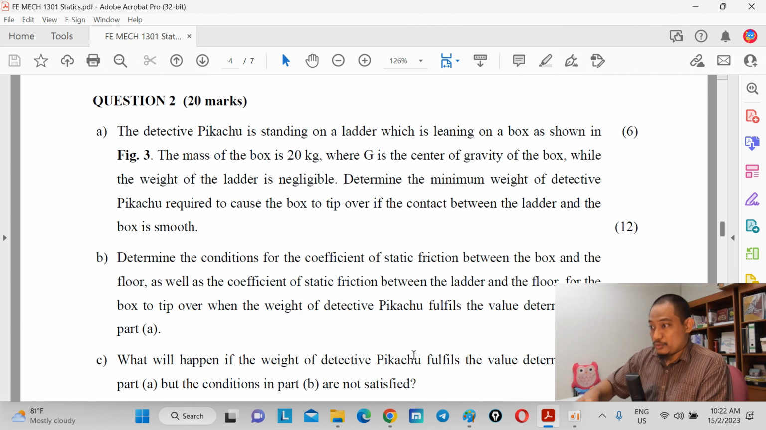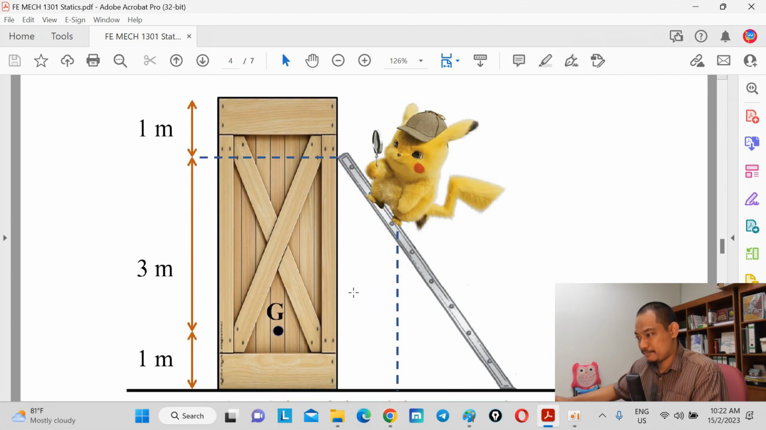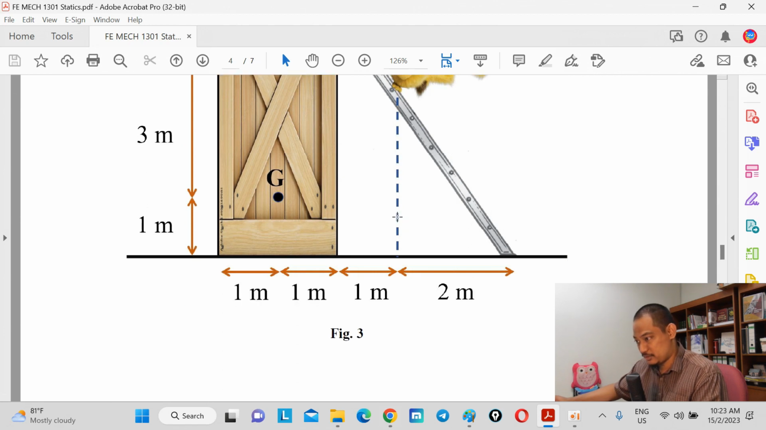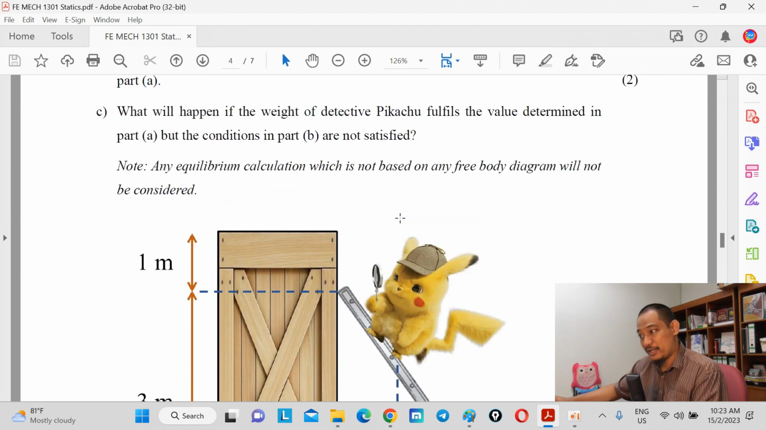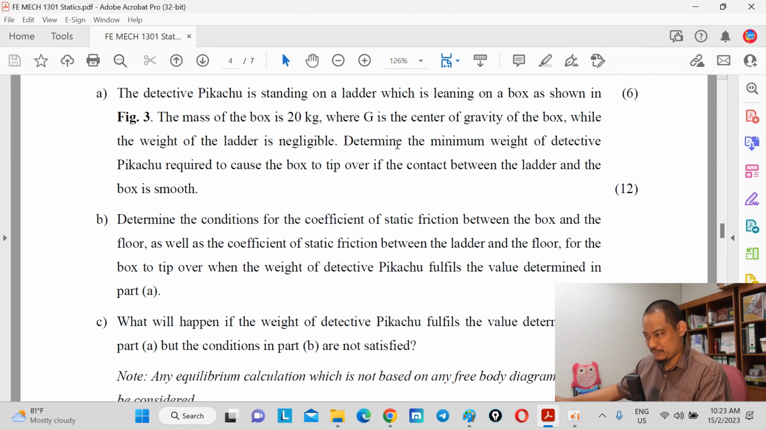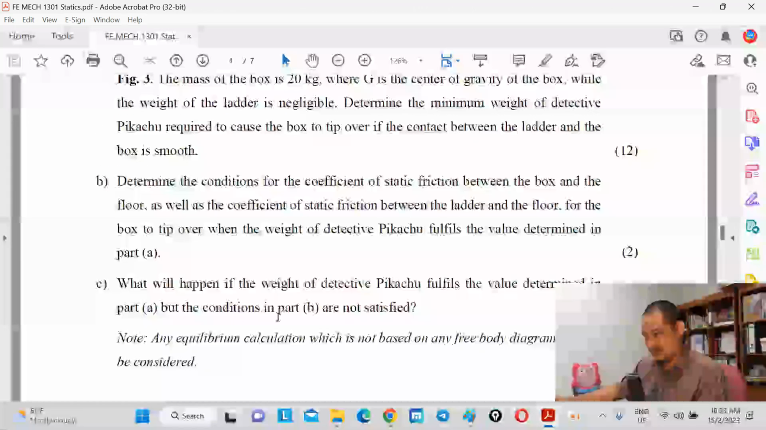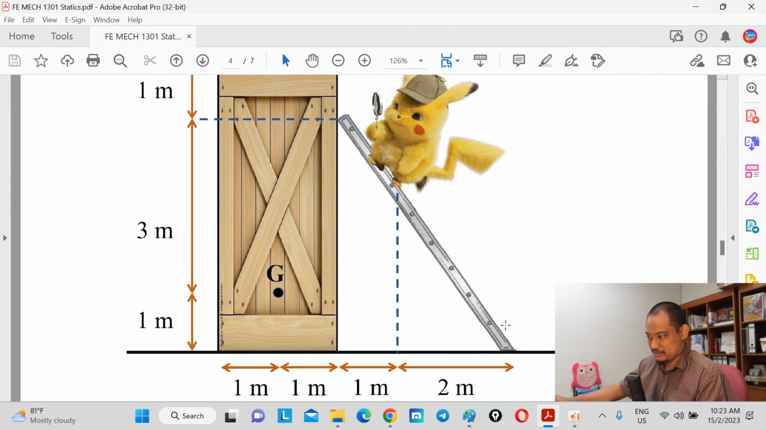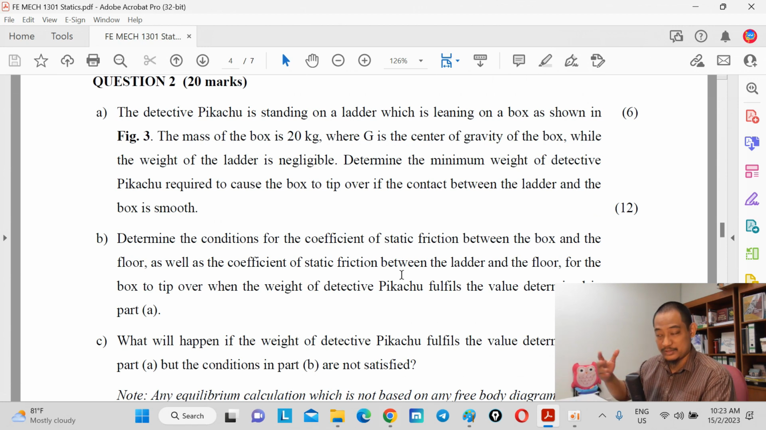Bismillah. Okay. So question number 2. We have the diagram here. If you can see, there's a box, there's a dimension, there's a ladder, there's this guy here. Yeah, I'm not sure what he is looking at in the box. Anyway, that's not important. The Detective Pikachu, this guy here, is standing on a ladder which is leaning on a box as shown in figure 3. The mass of the box is 20 kilogram and G is the center of gravity of the box. While the weight of the ladder is negligible, meaning that we consider it as null weight.